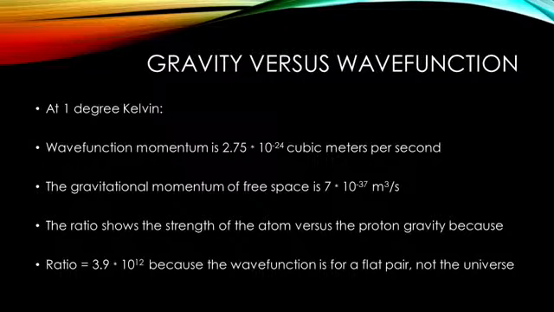And comparing gravity versus the wave function, at 1 degree Kelvin, the wave function momentum is 2.75 times 10 to the minus 24th cubic meters per second, but the gravitational momentum of free space is much smaller, 7 times 10 to the minus 37th. Now, the ratio of those two momentums shows the strength of the atom versus the weakness of the proton gravity. And the ratio is 3.9 trillion.